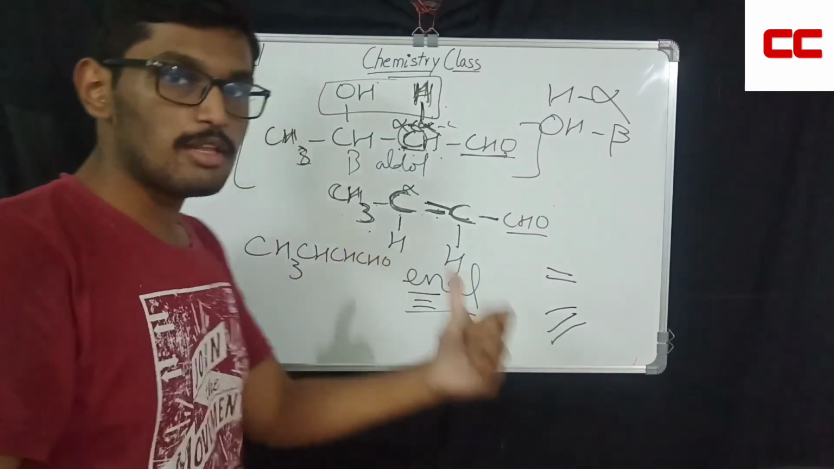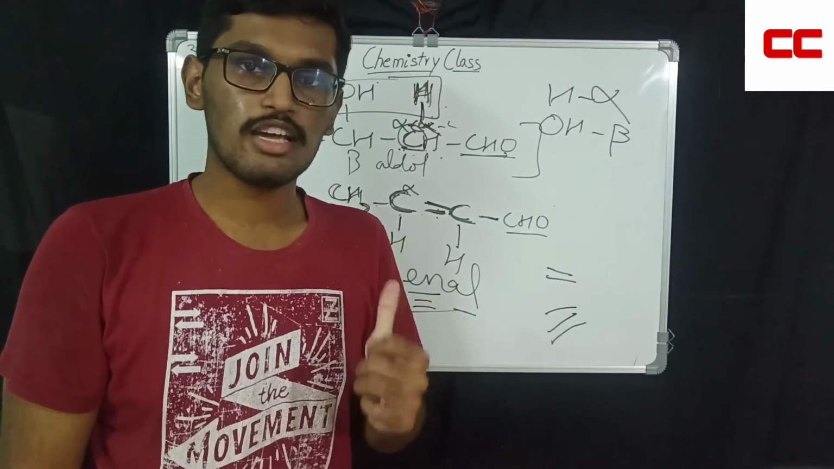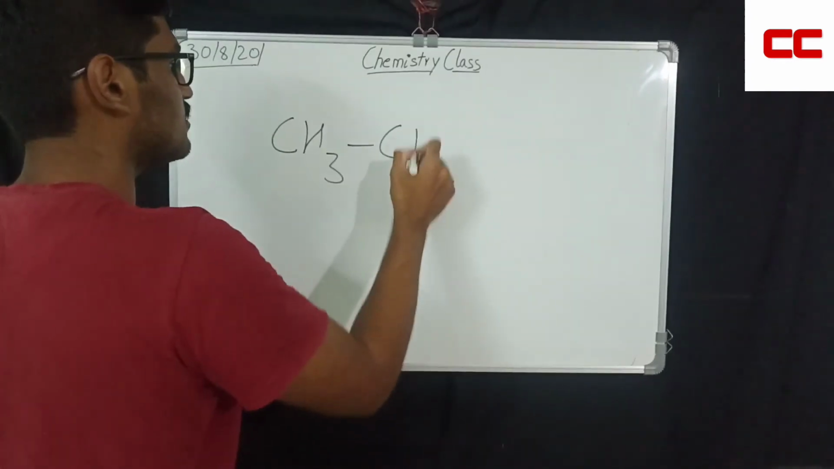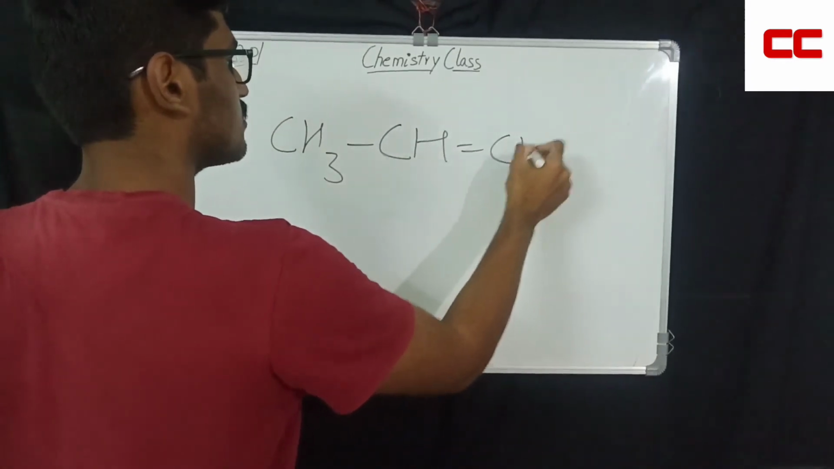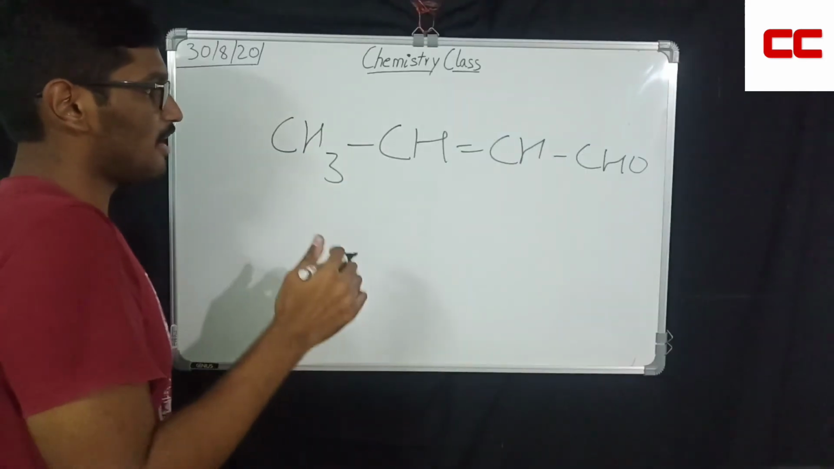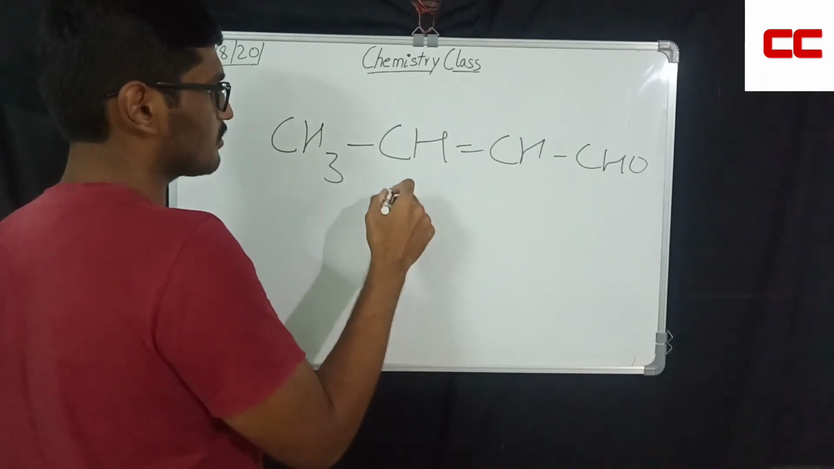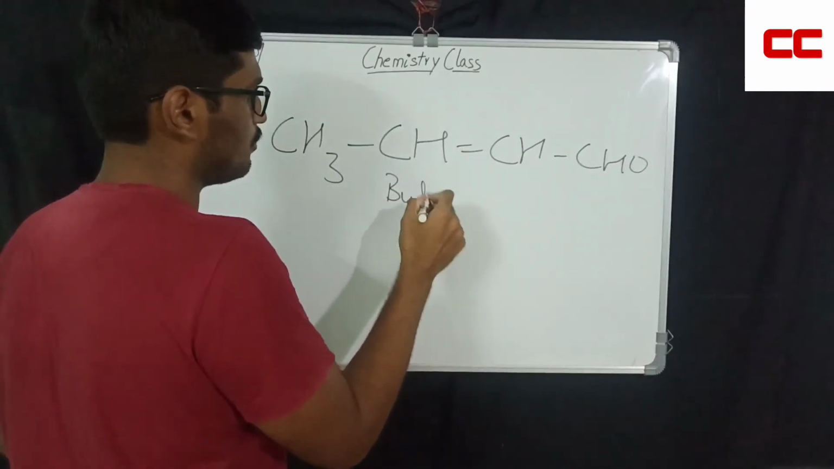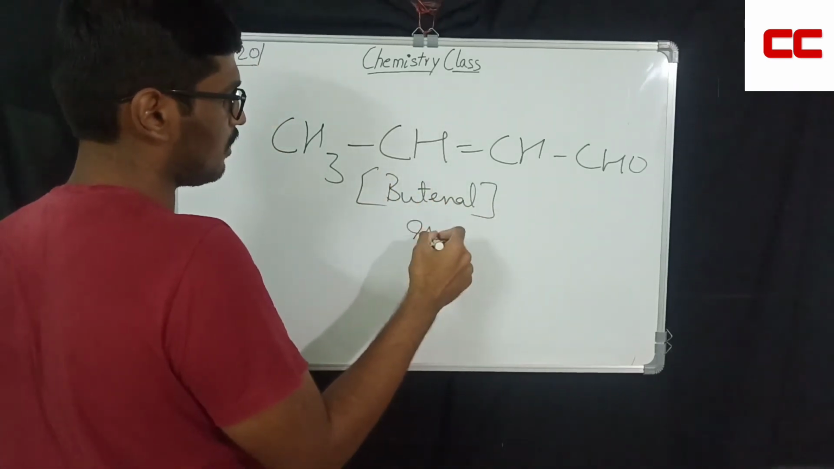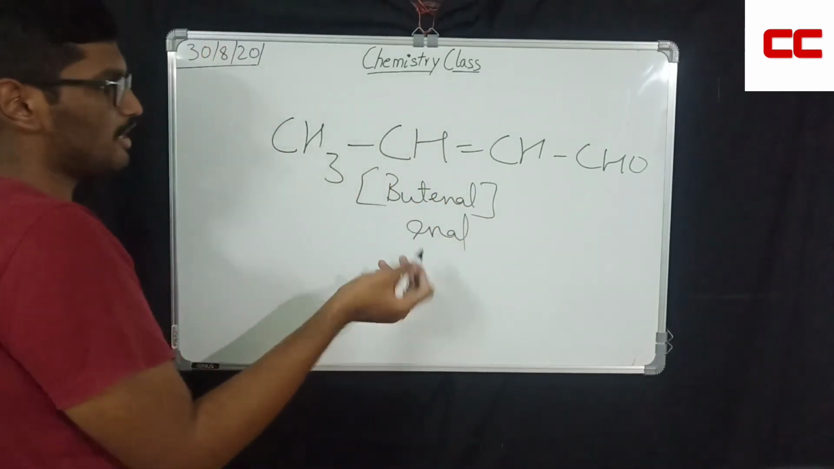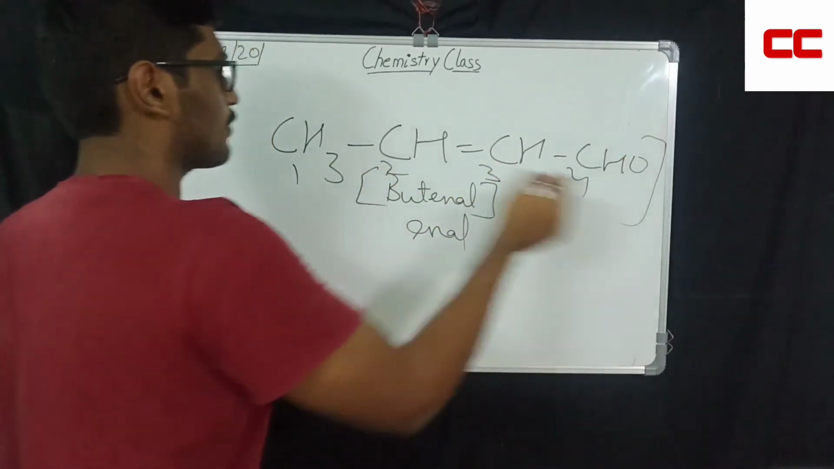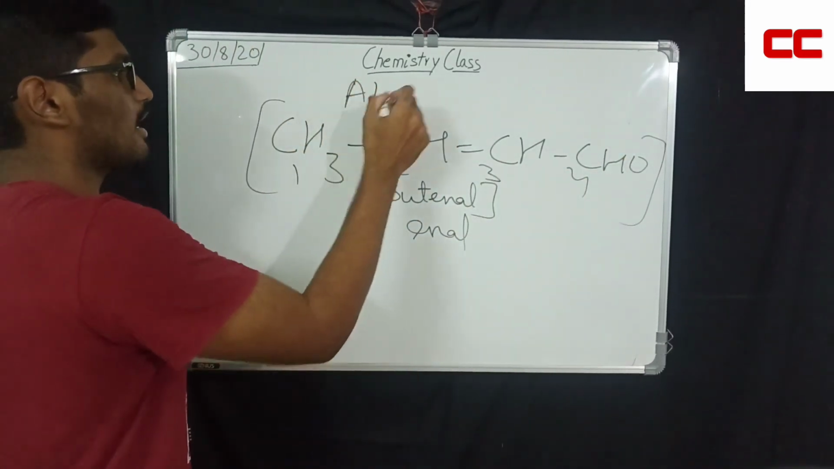And I'll rub the board and write the final product for you again so that you will get clarity. CH3, CH, double bond CH, CHO. So this is the final compound. You can call it butenal. Why is it butene? Because of 4 carbons. So this is the final product of aldol condensation.